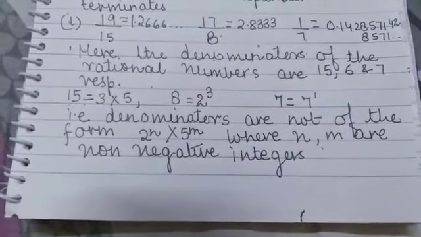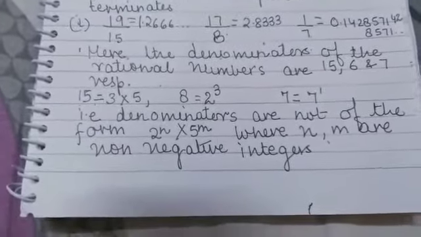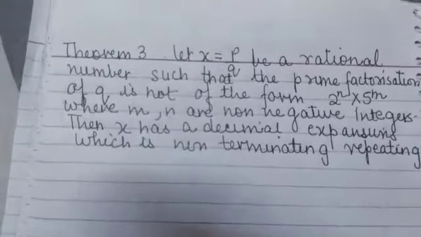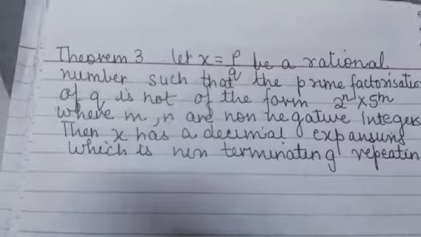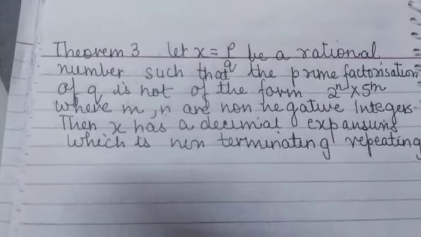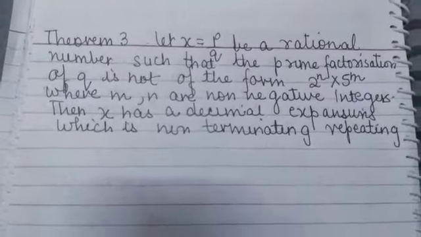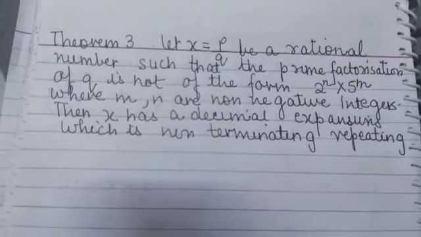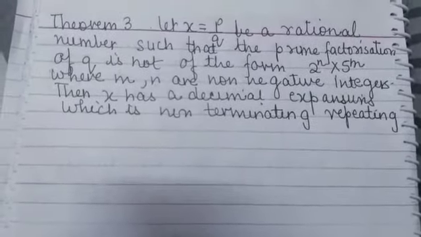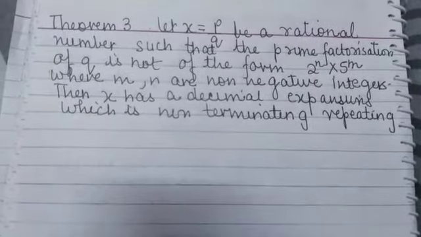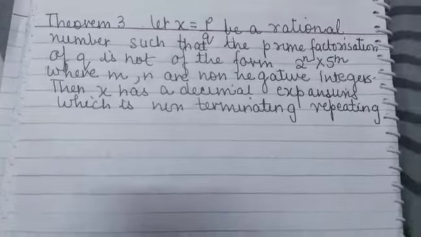This gives us the following theorem. See the examples which I told you right now. It leads to theorem 3. If x equal to p upon q is a rational number such that the prime factorization of q is not of the form 2 to the power n into 5 to the power m, where m and n are non-negative integers, then x has a decimal expansion which is non-terminating, repeating.